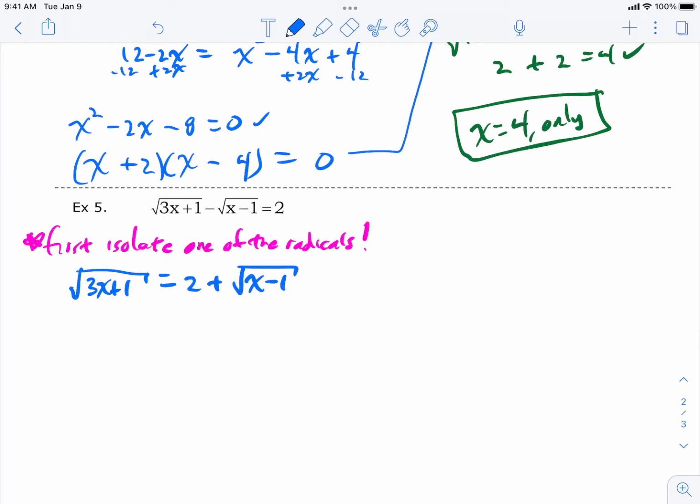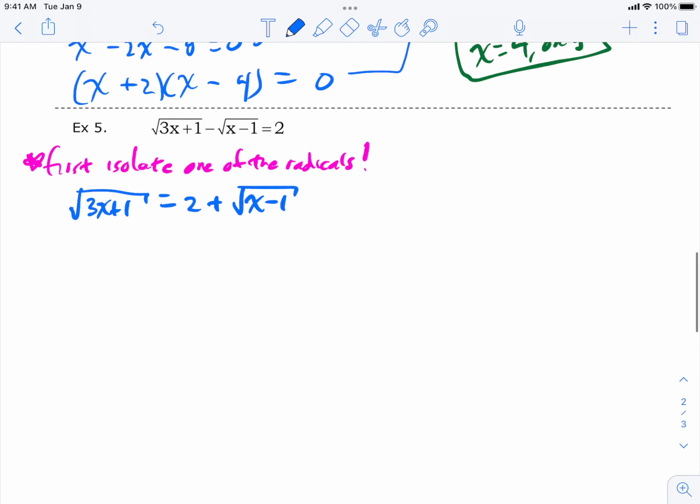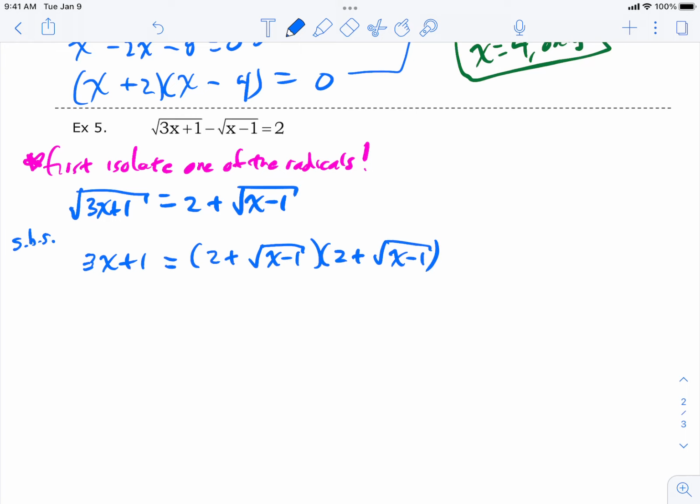Okay. Now comes the square both sides trick. SBS, square both sides. The left side, well, that's nice. It's all in a square root. So if I square it, it all comes out of the square root. What's a little goofy is you do have to square this side this way. You do have to foil it. You have to multiply it against itself. So this is going to be a little bit of work. So the left side is a 3x plus 1.